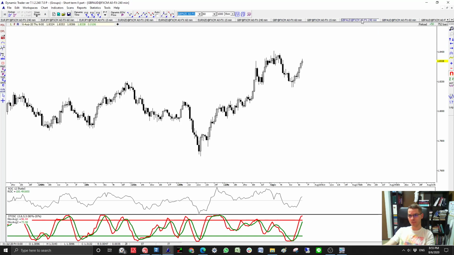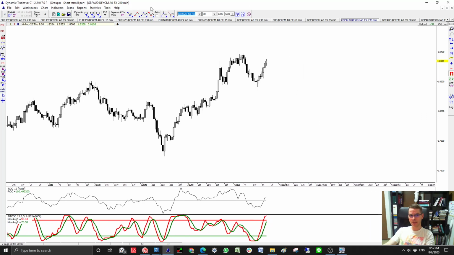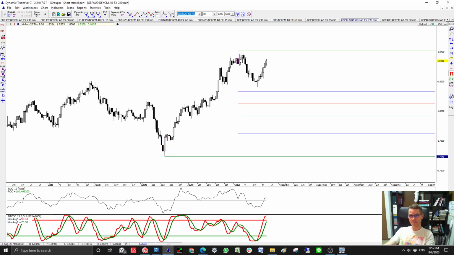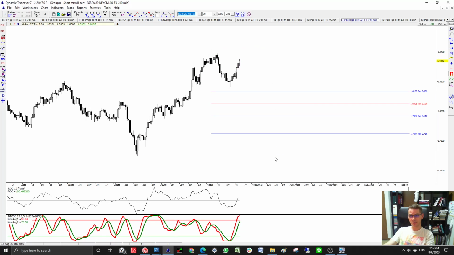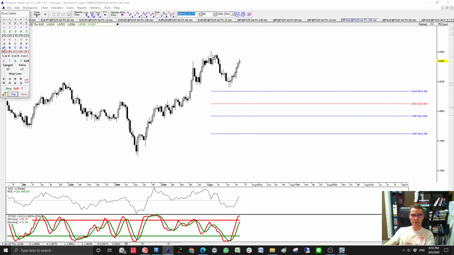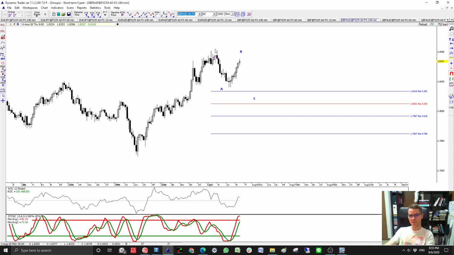So not so many opportunities. I mean, this here might be something interesting. This is the pound Aussie 4 hour. Seems like it might do an A, B, C. Who knows? If it doesn't make a new high above this high here, I might come back and look at it.